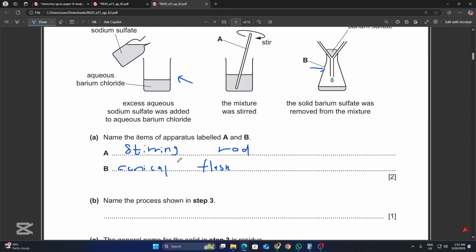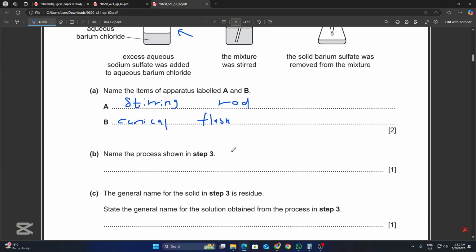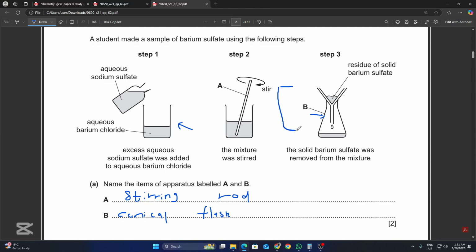Okay, so now it says name the process shown in step 3. Step 3, as you can see here, it's showing you a funnel and a conical flask. When you see any sort of funnel with a flask or funnel with a beaker, that means the process of filtration is taking place, where we're basically filtering the solid away from the liquid. We're separating them. So the process here is filtration.